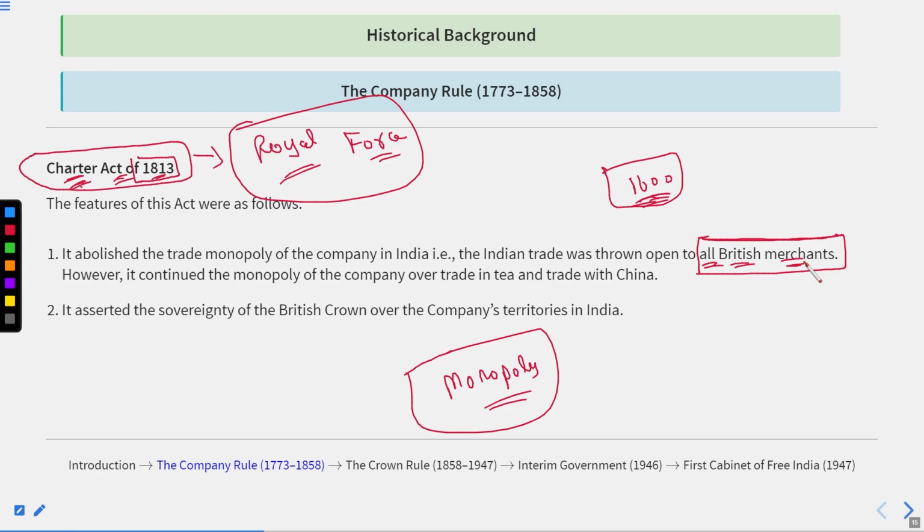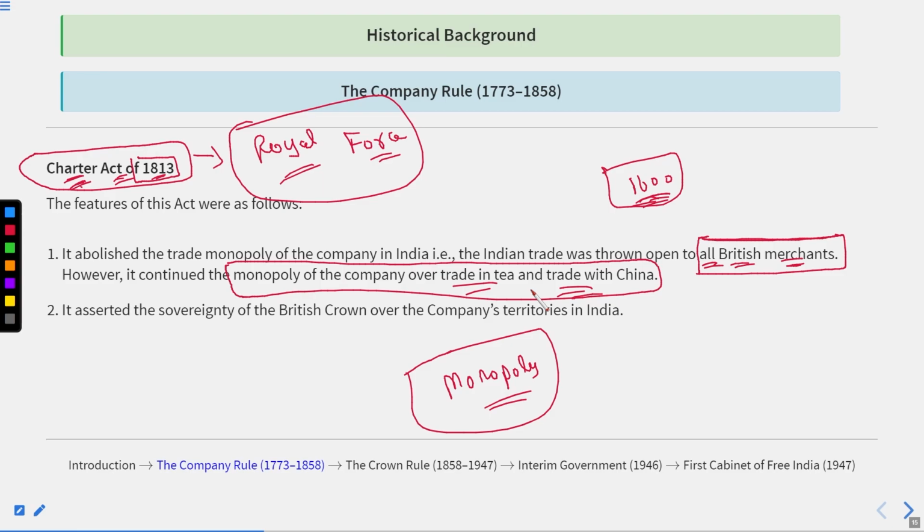All right, but the British East India Company still had one monopoly, and that was tea trade or normal trade with China. It means that no other British merchant or British company was allowed to do trade with China in terms of tea or otherwise. Only the British East India Company had the right to do this.